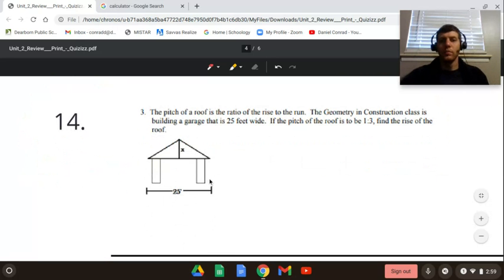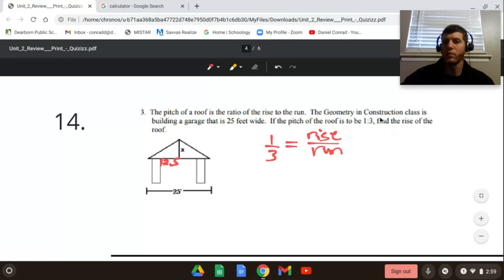14, the pitch of a roof is the ratio of rise to the run. The geometry construction class is building a garage that is 25 feet wide. If the pitch of the roof is to be 1/3, find the rise of the roof. Okay, so the run is going to be half of 25, which is 12.5. Okay, we want our pitch, our rise over run, to equal 1 to 3. So 1/3 should equal rise over run.